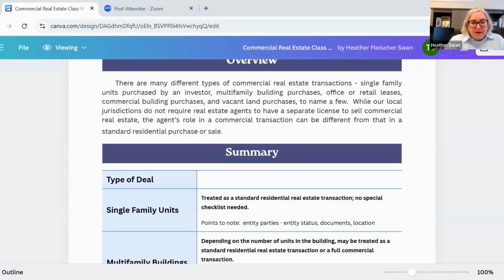our entity types here. So here's a little cheat sheet, and I will send you guys some of these little cheat sheets after the class so you have them for yourself. So here are the three basic types of entities you're going to come across. The most common in your world, for people purchasing investment property, is going to be a limited liability company, an LLC. Super easy to form.